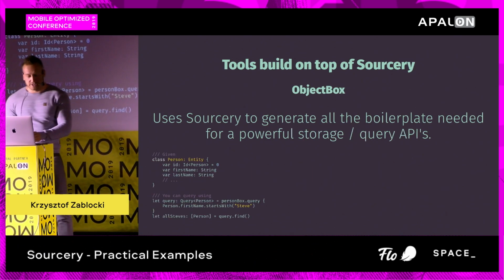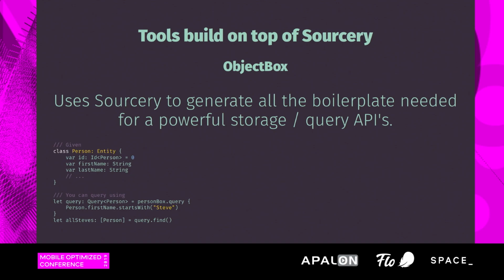The other project that I really like that builds on top of Sorcery is called ObjectBox. ObjectBox is a multi-platform storage implementation that is way faster than Realm. As far as the last test I saw, we're talking orders of magnitude faster. And it also creates a very nice query API for you. So if you want to define an object in your project, you just conform to Entity and you specify the types. As you can see here, it's very simple.